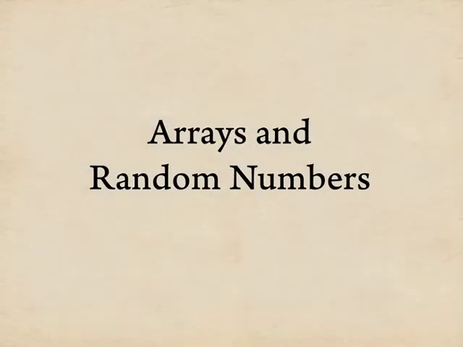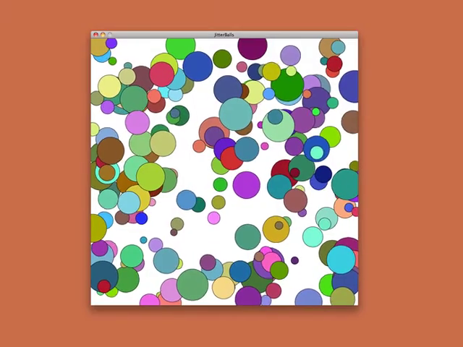Arrays and random numbers were made for each other. They're like peanut butter and jelly. The reason why is because random numbers let us generate huge numbers of things, and arrays let us remember them from one frame to another. Let's see an example. Here's a sketch we've seen before.